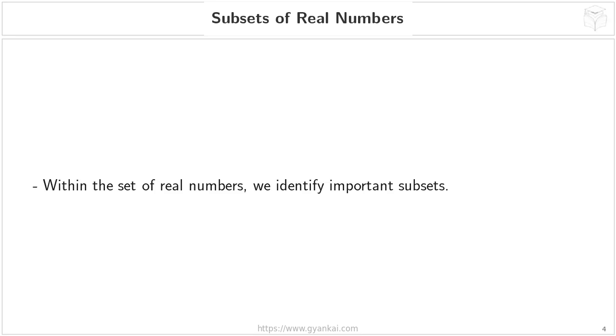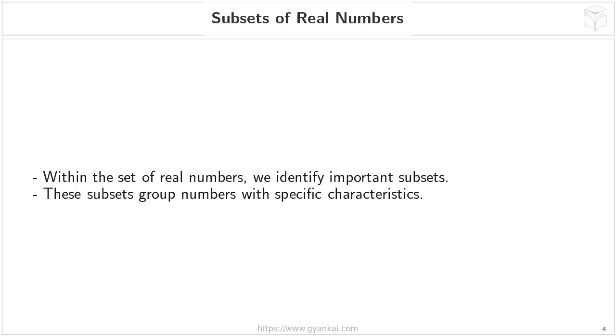Subsets of real numbers. Now, within this massive set of real numbers, we don't just leave things as one big group. We actually identify important subsets. Think of it like organizing a large collection. You wouldn't just throw everything into one pile, right? You'd create smaller, more manageable groups. These subsets group numbers together based on specific characteristics they share. They have something in common that sets them apart.